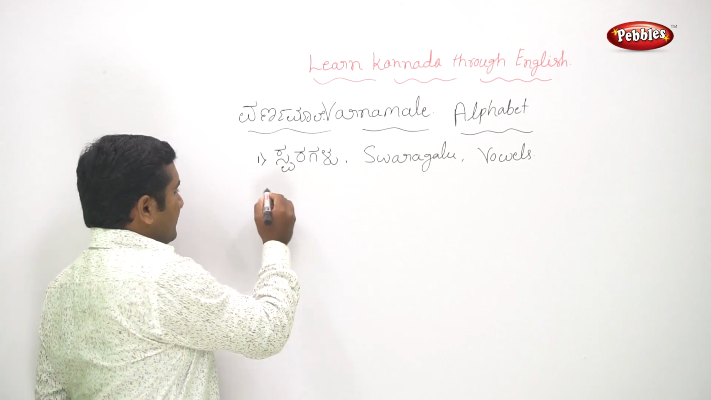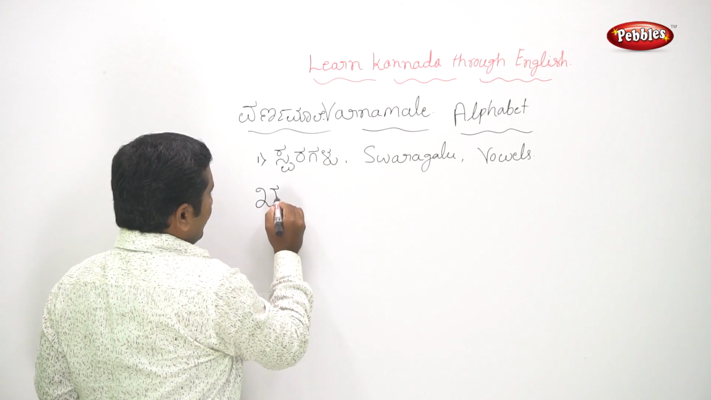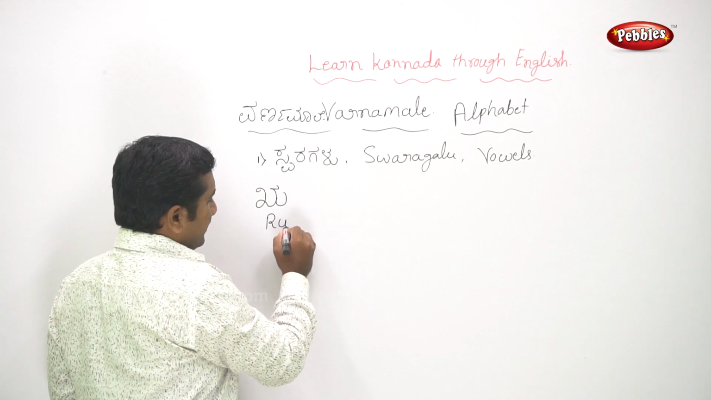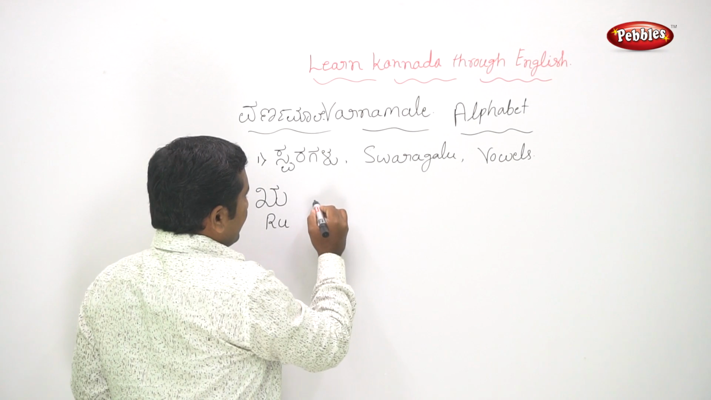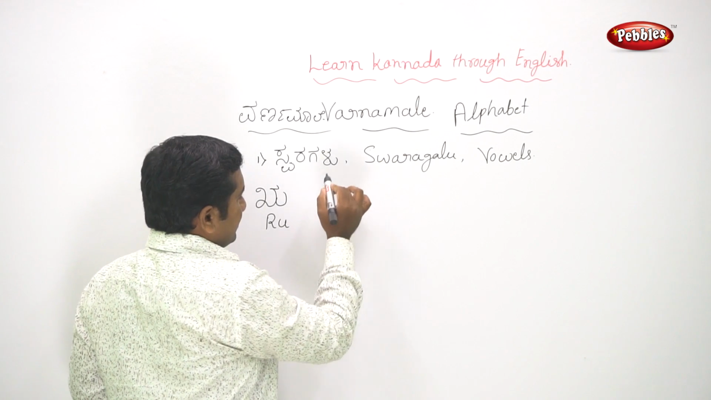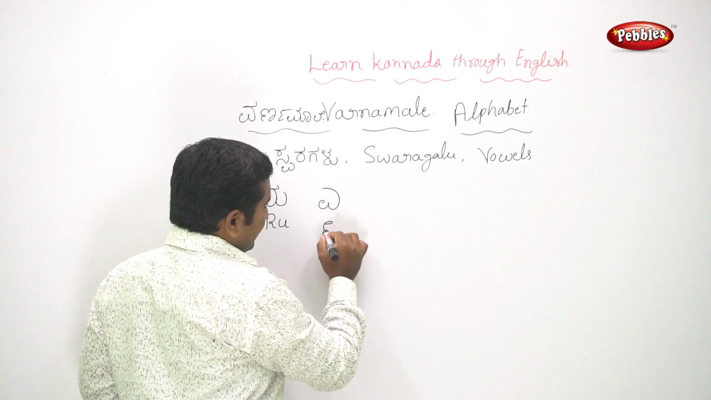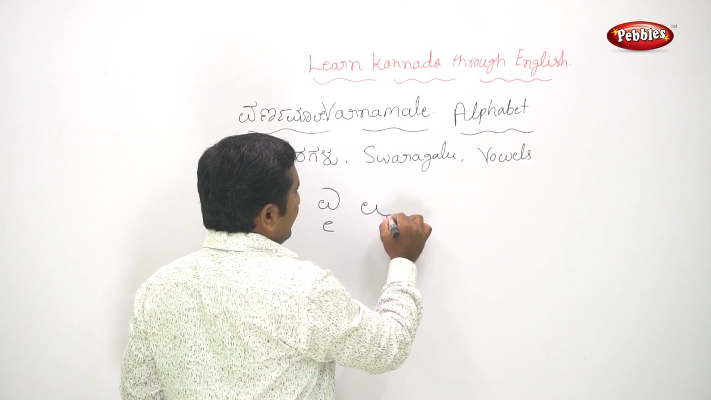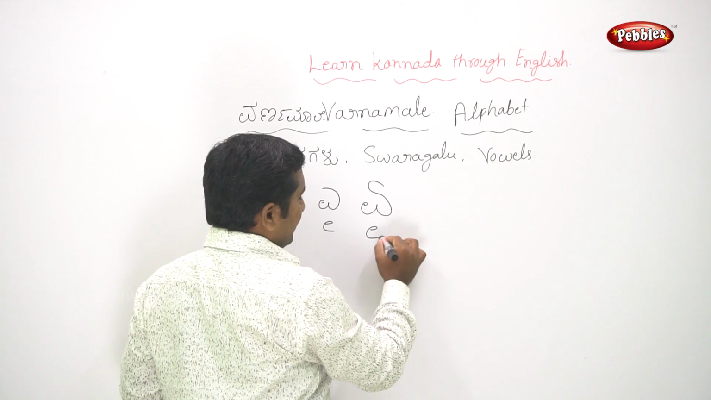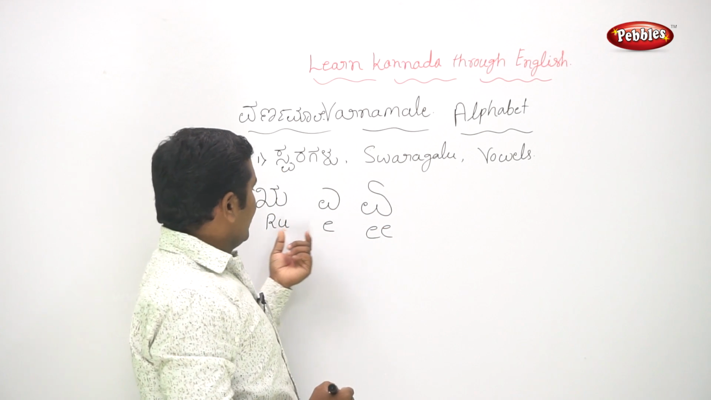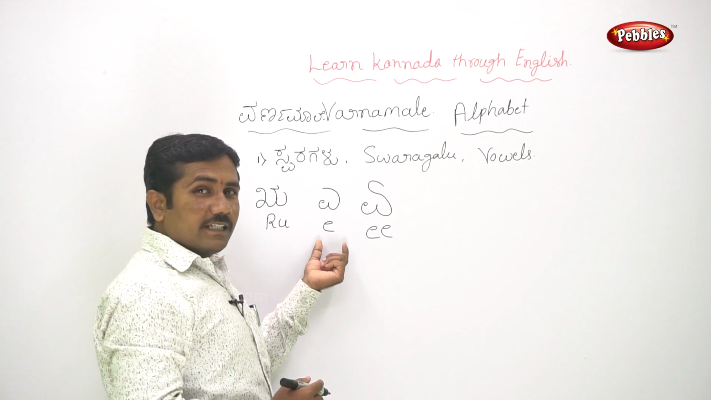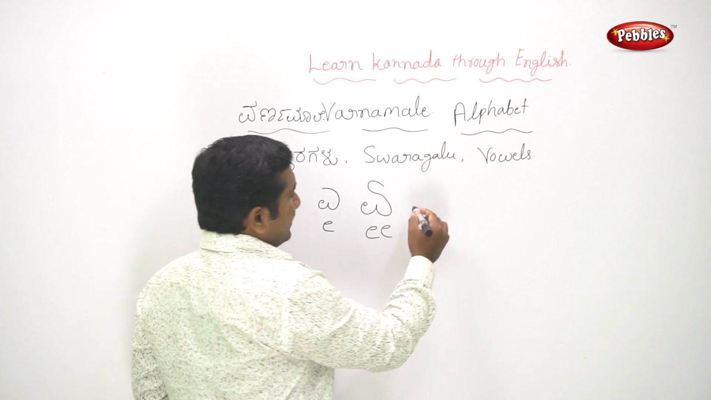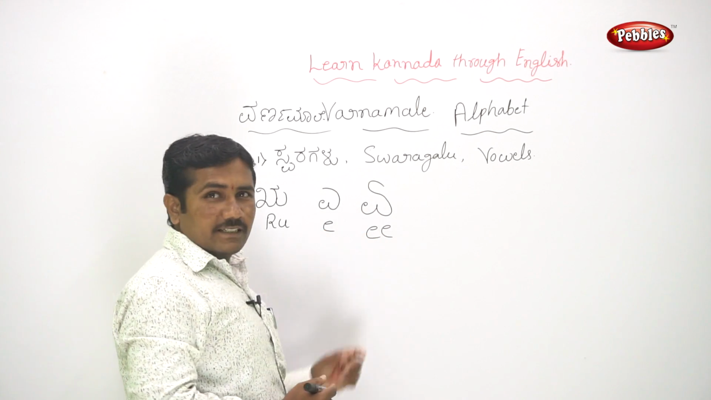In the vowels, next letter is RU. RU means R and U. This is called RU. The next letter is E, which in English is written as E, called as A. Next letter is double E. See RU, little less sound. A less A. Here we have taken more time. These are called Hrasva Swaras and Dirgha Swaras.